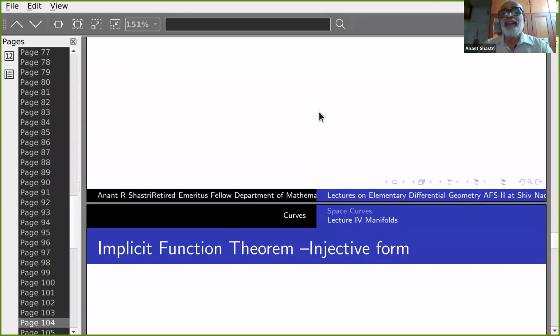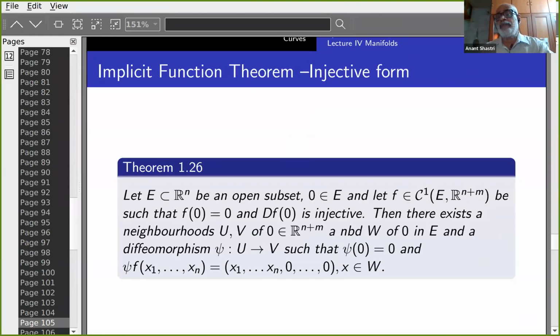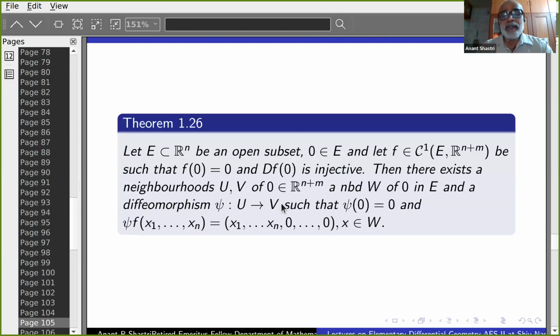Okay, now come to the injective form itself. So you see, the general form contains both of them. These are like LaTeX commands, as compared to TeX commands. So what is this statement? Start with an open subset E of R^n, 0 inside E. Already I have chosen coordinates inside the domain appropriately. F belongs to C1 into R^(n+m) now. The domain dimension and codomain dimension I have interchanged now.